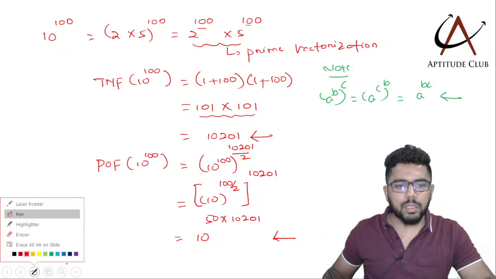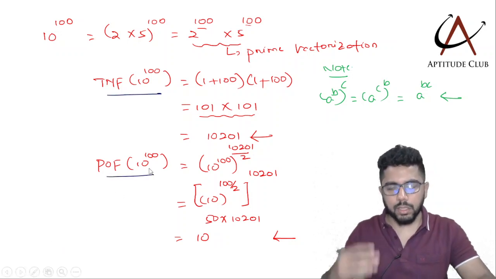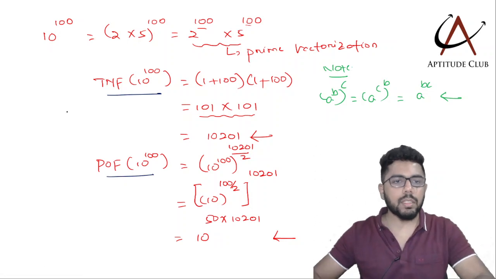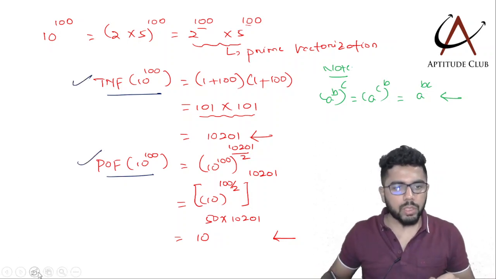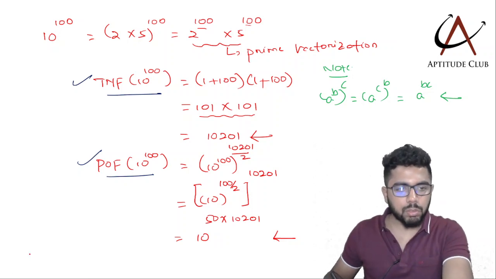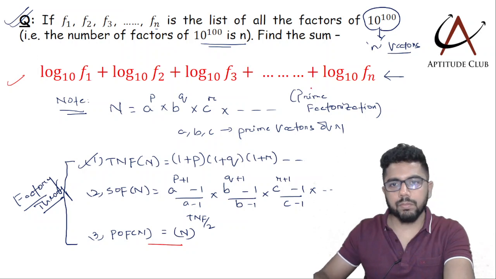Now we'll not need the sum of factors to be calculated here. You might think why. I'll explain that a little later. Total number of factors and product of factors of this particular number we have calculated. Now what is it that the question is asking us to compute? It is asking to find the log value of this expression.